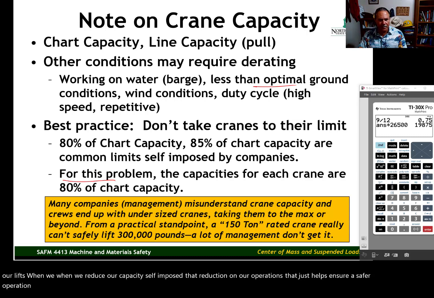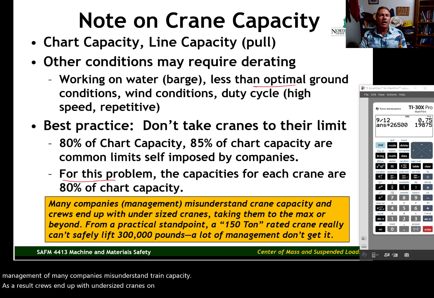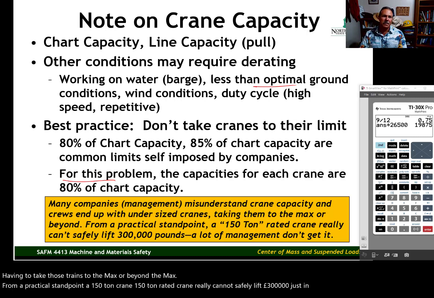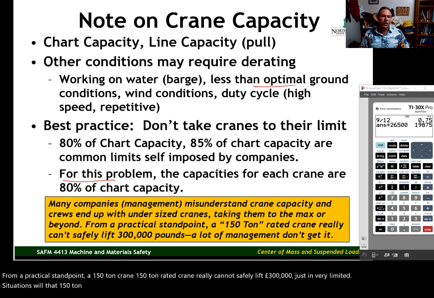Another note on crane capacity, one of my pet peeves. Many companies, and I'm talking about the management of many companies, misunderstand crane capacity. As a result, crews end up with undersized cranes on their jobs. They end up having to take those cranes to the max or beyond the max. From a practical standpoint, a 150-ton rated crane really cannot safely lift 300,000 pounds. Just in very limited situations will that 150-ton crane be able to lift 300,000 pounds.